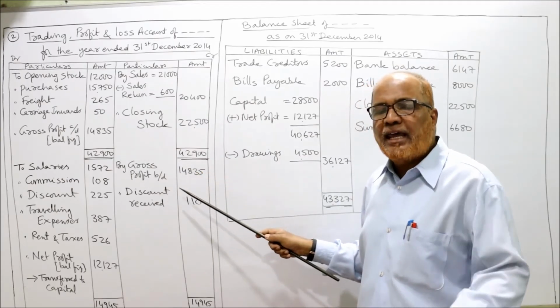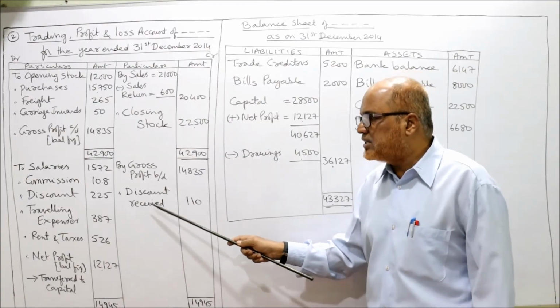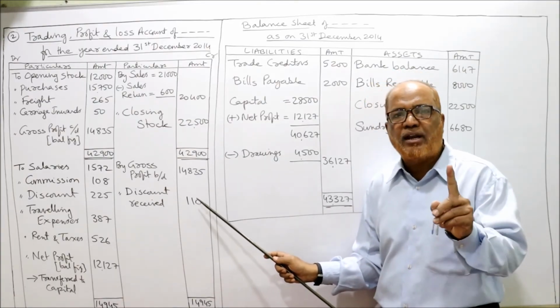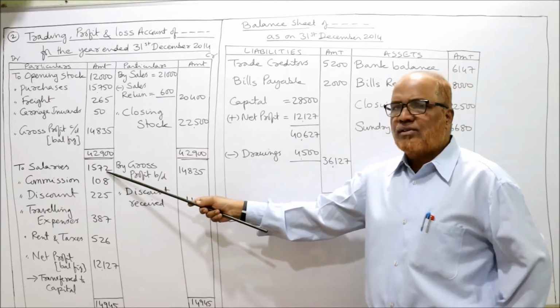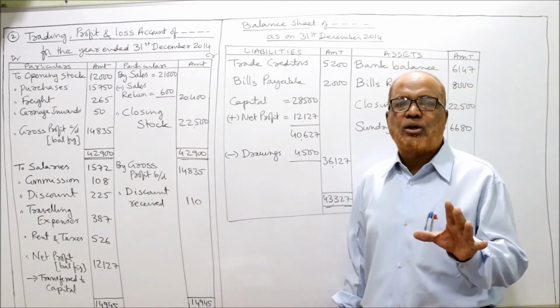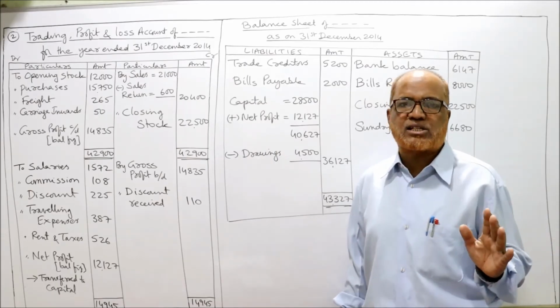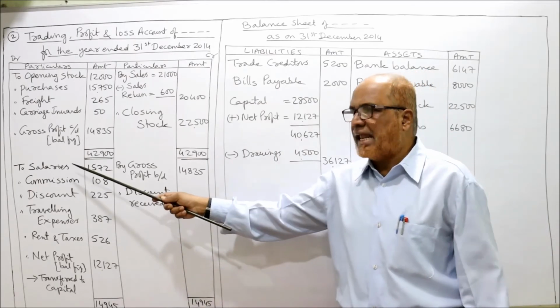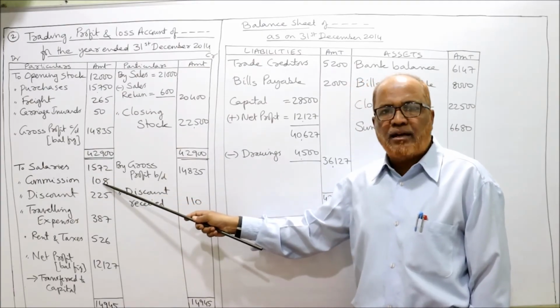14,835. Now any other income, other incomes do we have? Yes, one other income we have. Discount received 110. Only one other income. Now debit side. Salary is 1,570. Always it is better to start with the salaries. If we don't have salary, we can start with any other expense. But better to start with salaries. To salaries 1,572. To commission paid.